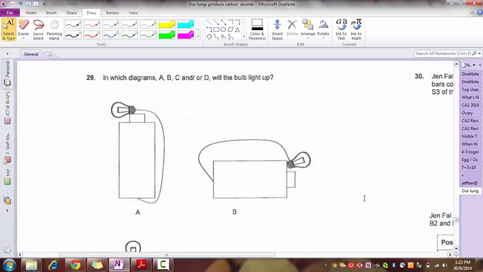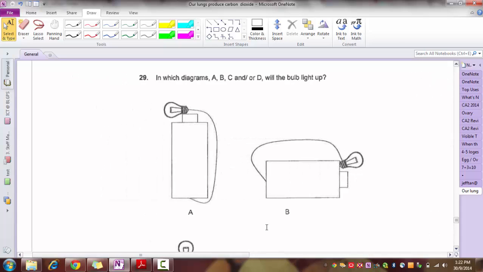Right, question 29. In which diagram will the bulb light up? So let's take a look. How about A, will A light up? Yes, A will light up because this here is connected. Recall, the connection must be at the tip and the casing of the bulb. So this one will light up.